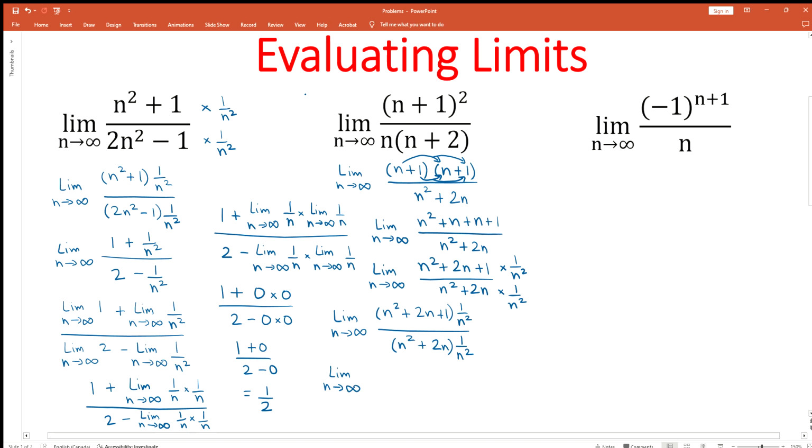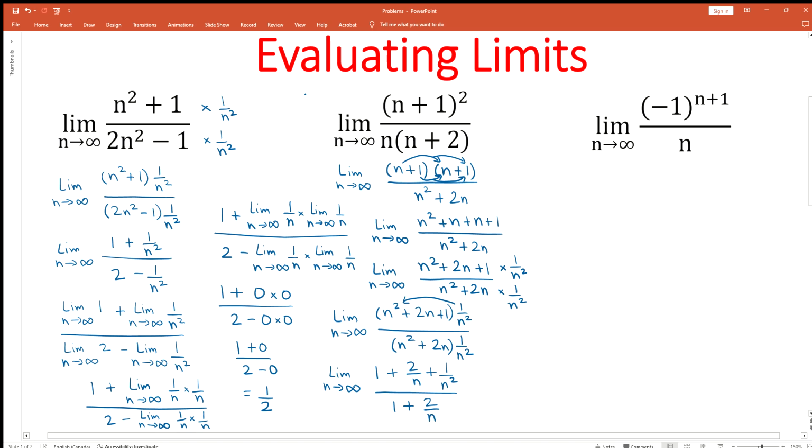Next, we can distribute 1 over n squared into the parentheses in the numerator and denominator. We should multiply each term in the parentheses by 1 over n squared. In the numerator, n squared times 1 over n squared is equal to 1. 2n times 1 over n squared is equal to 2 over n. 1 times 1 over n squared is 1 over n squared. In the denominator, n squared times 1 over n squared is 1, and 2n times 1 over n squared is equal to 2 over n.